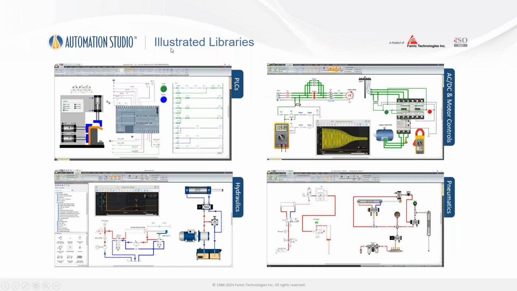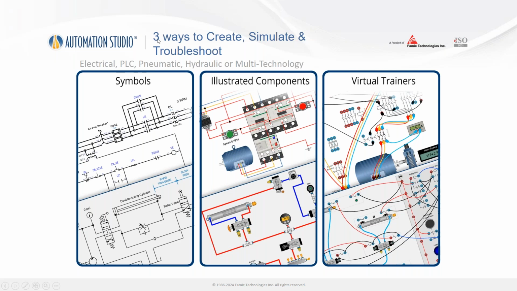Automation Studio has different illustrated libraries. In the first, you can see the illustrated library for PLC, the illustrated library for AC, DC and motor control, and for pneumatic as well as hydraulic. So those particular components belong to that category. We have three ways to create, simulate and troubleshoot the circuit: by using the symbols, by using the illustrated components which are available in the illustrated library, and by using the virtual trainers which are available in the virtual trainer kits.